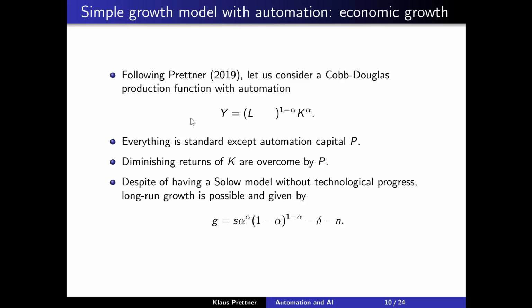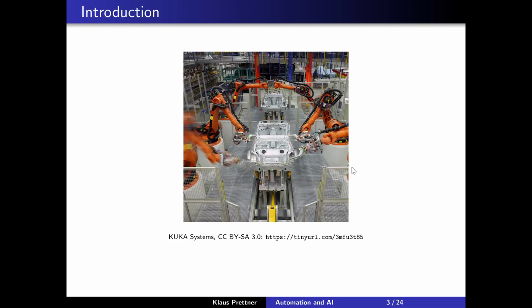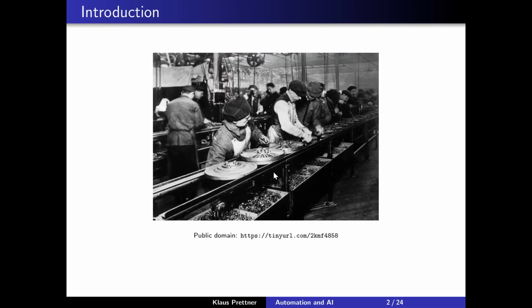Now, in the following, I outline a very simple framework where I extend the Solow model to include automation. This follows a paper that I published in 2019 in Macroeconomic Dynamics. First, we start with a production function where output is produced using labor with an output elasticity of 1 minus alpha and physical capital with an output elasticity of alpha. So that would be the traditional Cobb-Douglas production function that we have here, right?